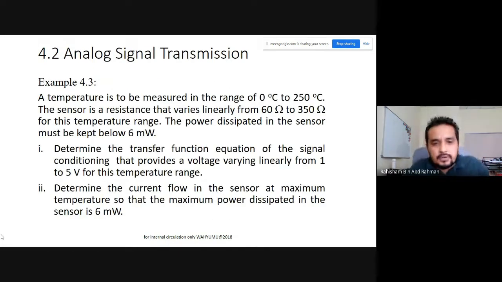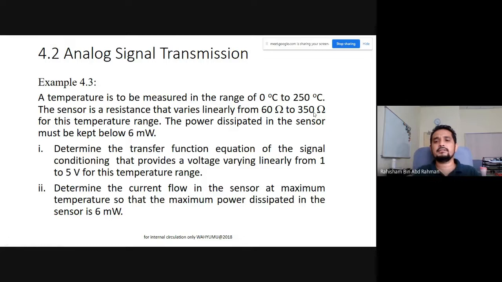Okay, let's check this one. Simple example. A temperature is to be measured in the range of 0 to 250. Okay, you have a vessel, you are the engineer, you want to measure a sensor range. You know the oil will have a maximum boiling temperature of 250. So you decide it is between 0 to 250. The sensor is a resistance, as we discussed before, that varies linearly. Have a look at this keyword, varies linearly, from 60 ohms to 350 ohms.